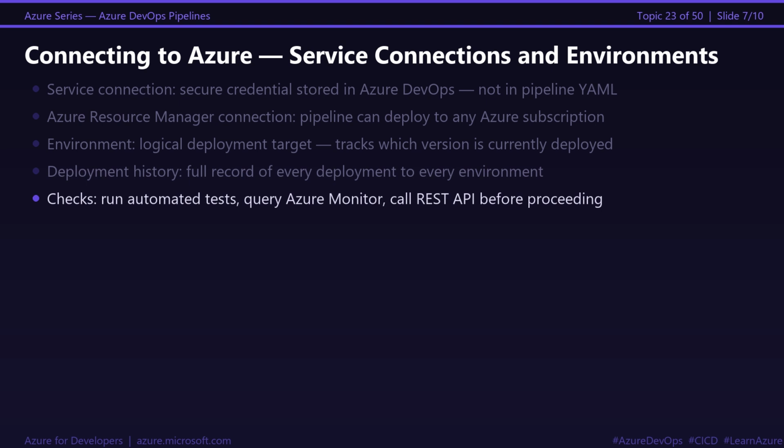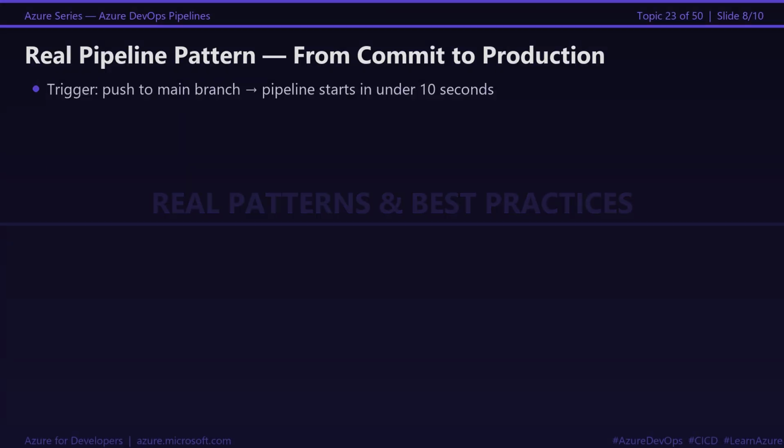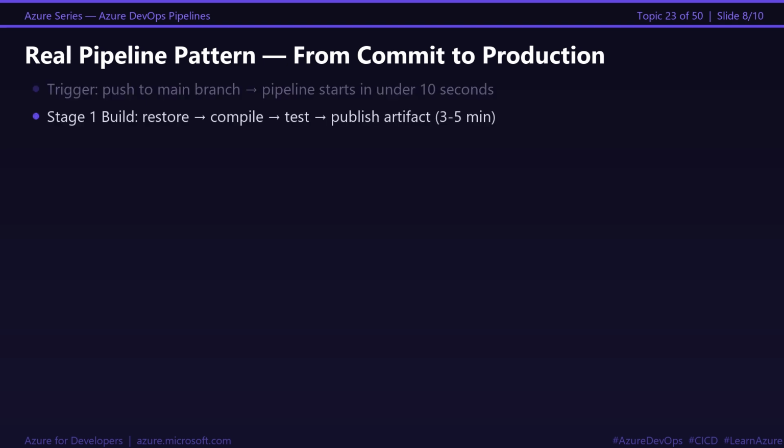Let me show you the complete pattern used in production Azure deployments. Developer pushes code to the main branch. Pipeline triggers in under 10 seconds. Stage 1, build. 3 to 5 minutes. Restore dependencies, compile, run all tests, publish the artifact. If tests fail, pipeline stops. Nothing moves forward.